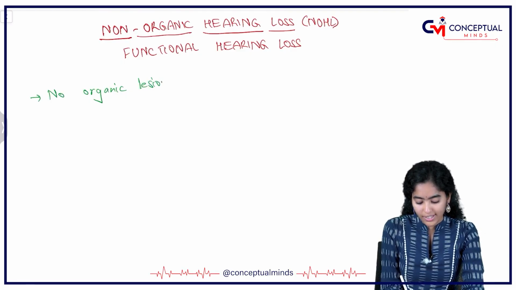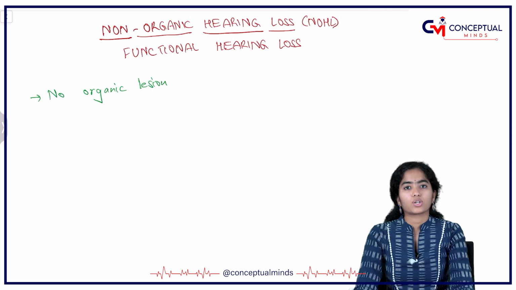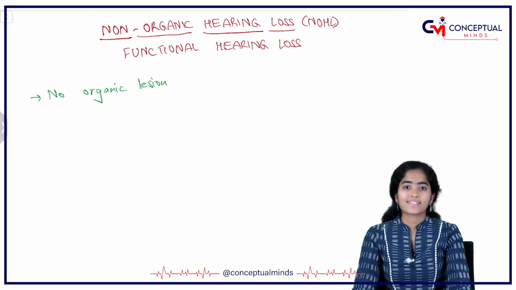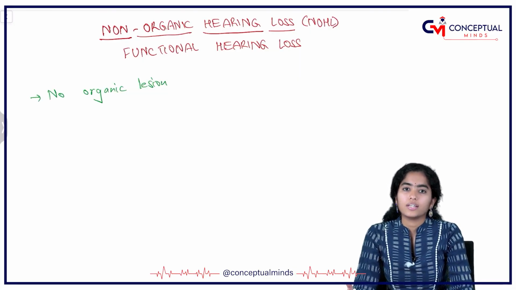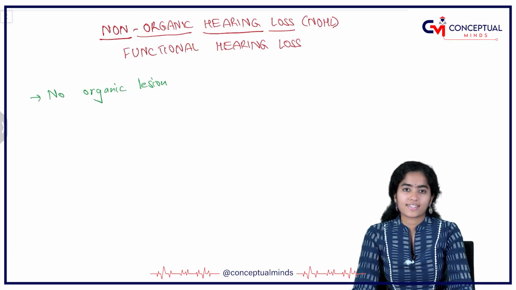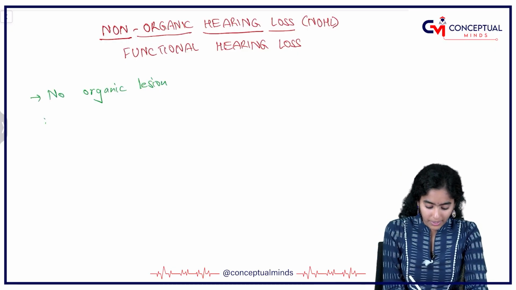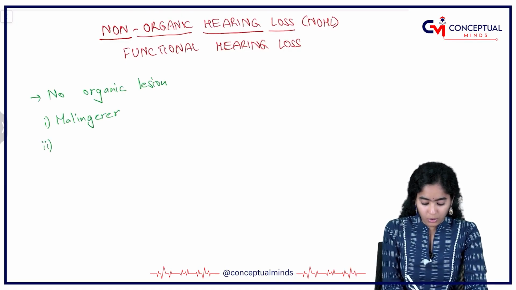Now, when there is no lesion anywhere, why would the patient complain of hearing loss? There are two possibilities. One is the patient is malingering, or second, it could be psychogenic hearing loss. Who is a malingerer? A person who feigns illness to get some benefit. So, it could be a malingerer. Or second, it could be psychogenic hearing loss.